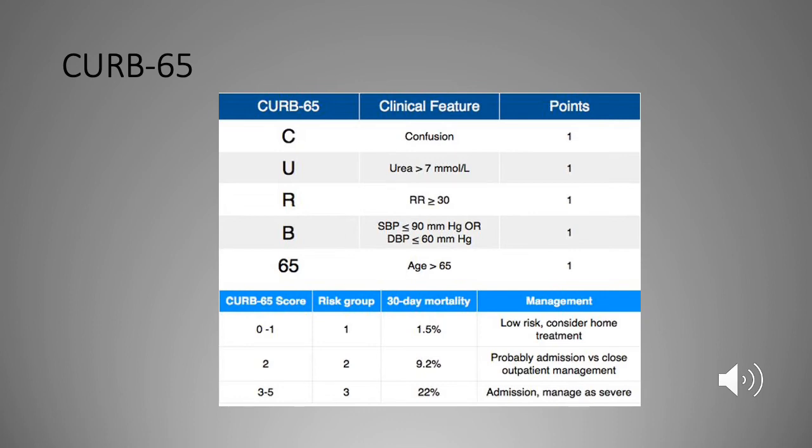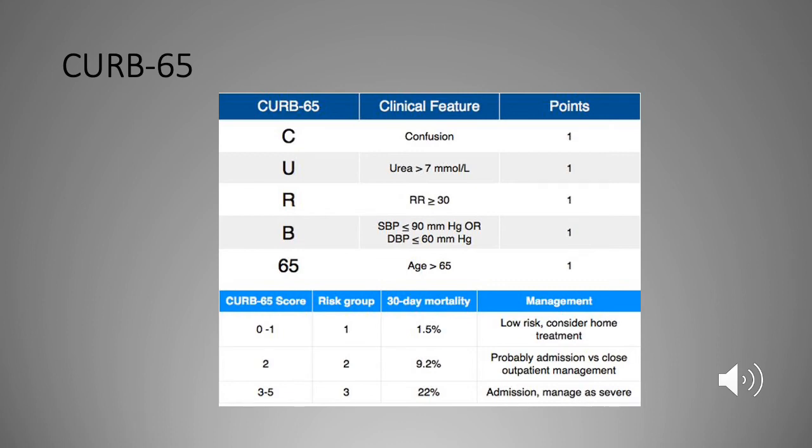So if you score 2, you get 9.2%, and this is where things get a little subjective, where you should probably be admitted, but if you have really, really good outpatient follow-up or are an abnormally healthy patient, you can consider close outpatient management, but in my very limited experience, these patients usually get admitted. Now, above this, you're almost certainly going to get admitted.